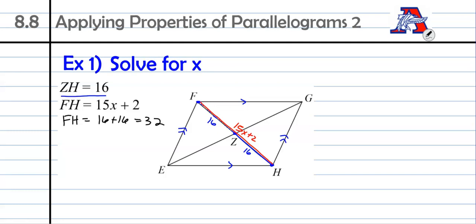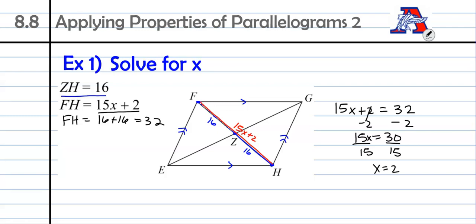So we're given FH in two different ways. We're given a number and we're also given an expression with variables in it. So let's just set those two equal to each other. 15x plus 2 is the same as 32. And we end up with x equals 2.